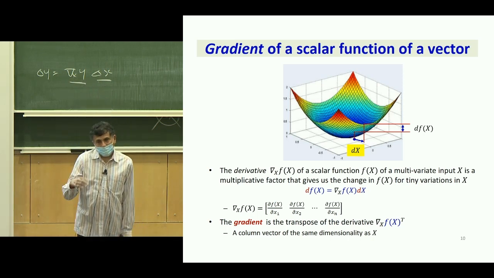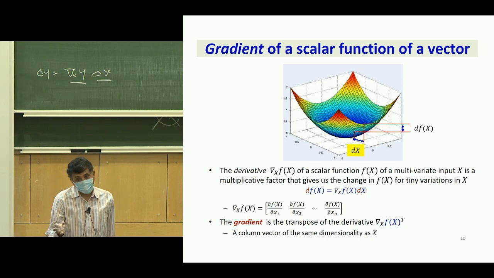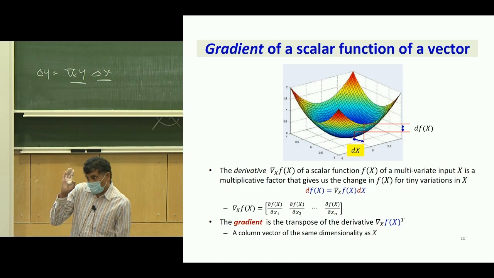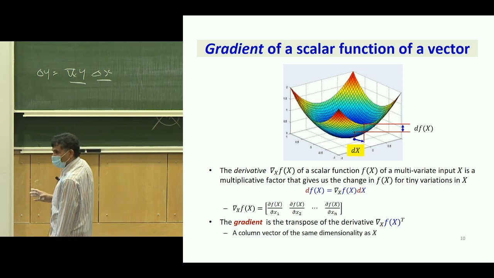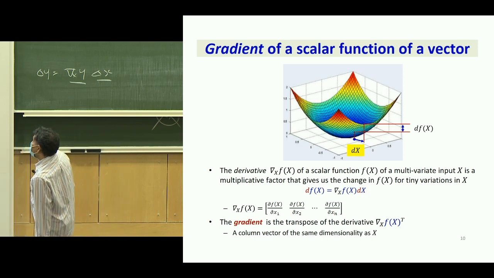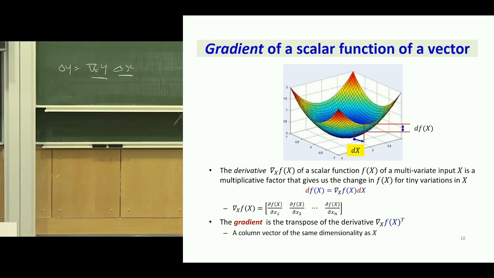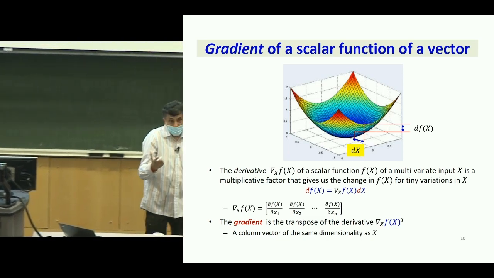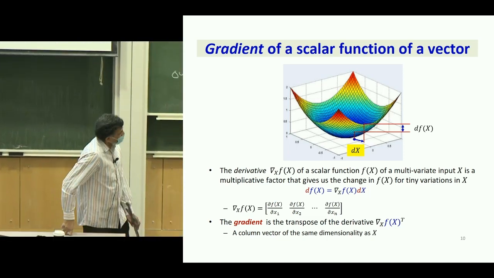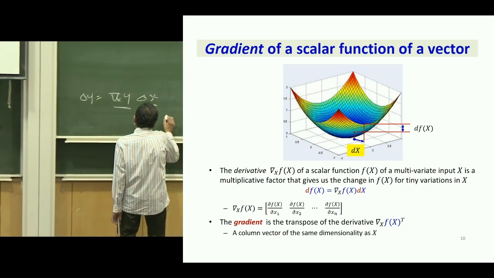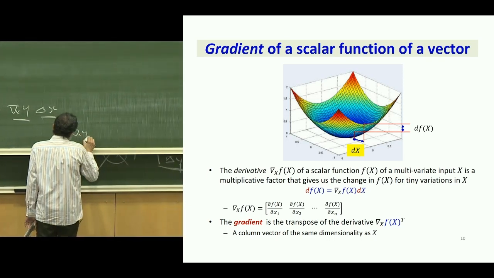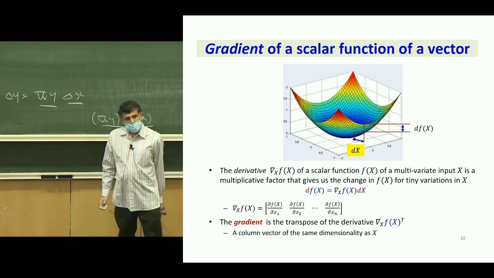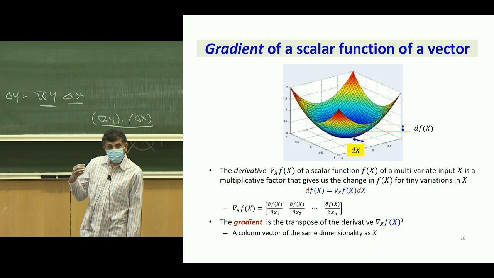So the transpose of this row vector is often called a gradient, the transpose of the derivative. And the transpose of the derivative has the same dimensionality as x itself. It has to have the same number of components, right? Now what about this term? This is a vector, and this is a vector. So the two form an inner product, right? This is literally the inner product of the gradient and delta x.